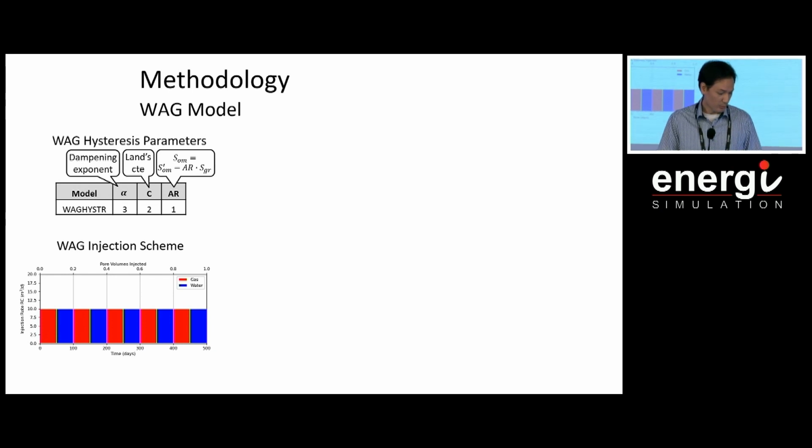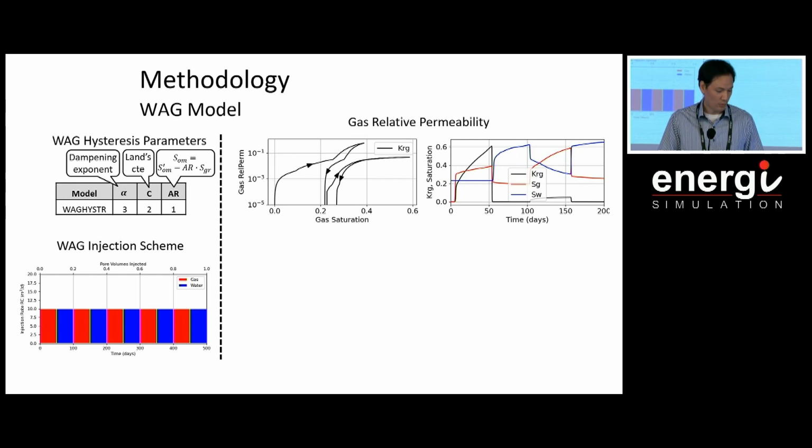This is our WAG injection scheme. We inject 5 slugs of gas and water. Each slug comprises 1 pore volume in reservoir conditions. So we start with gas, then we come with water, and then we repeat this 4 more times to give 1 pore volume total. And this is just so we can visualize the hysteresis effects in the reservoir.